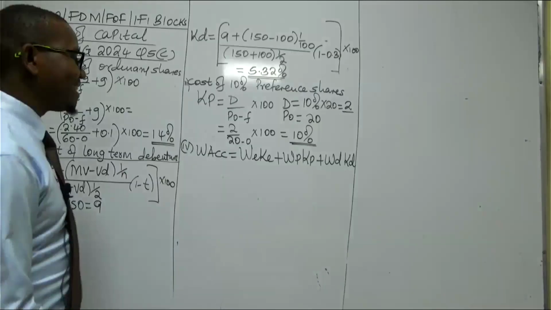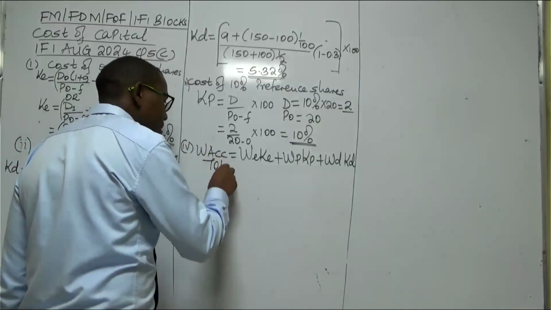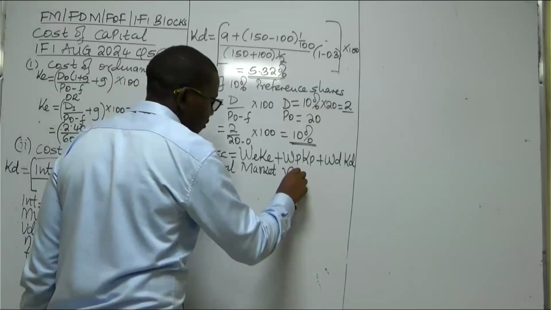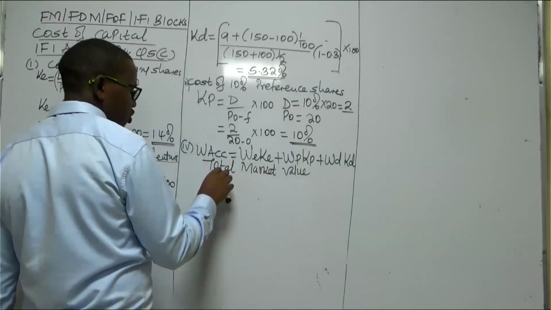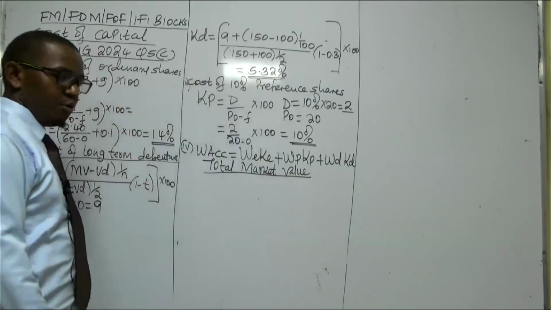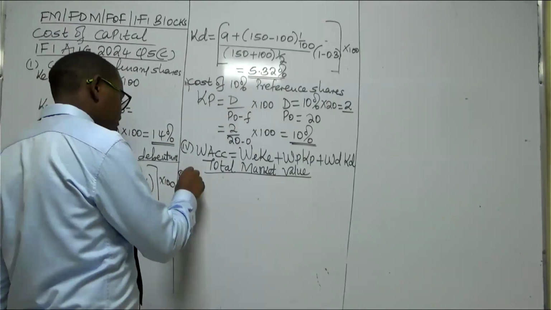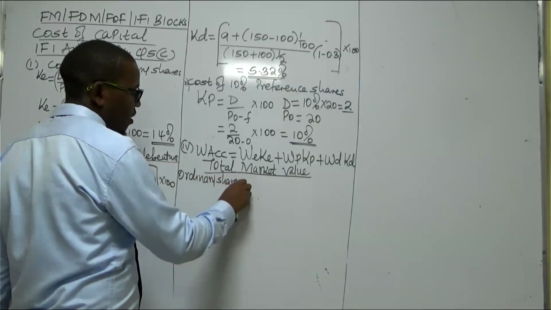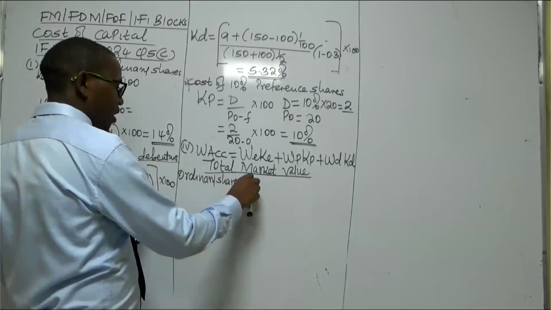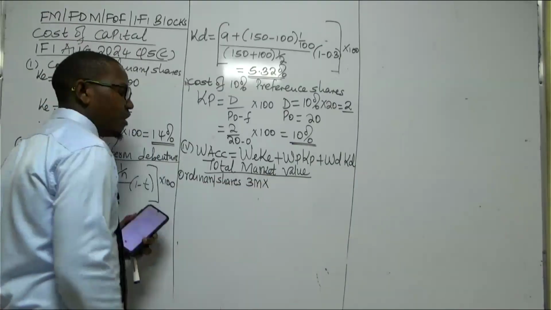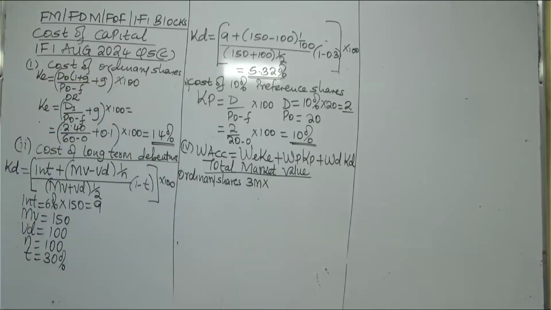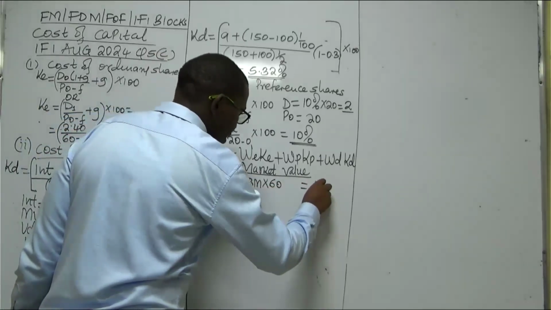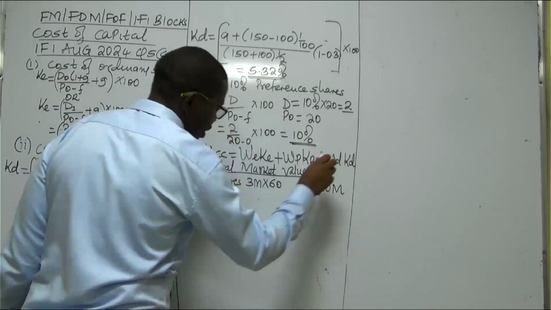We don't have the weights here. We are required to use what we call the market value. So I will look for the total market value. We begin with the ordinary shares. For the ordinary shares, you check the number of shares, which we were already given, 3 million. You multiply by the market price. The market price of ordinary shares was 60, and therefore this will be equivalent to 180 million.